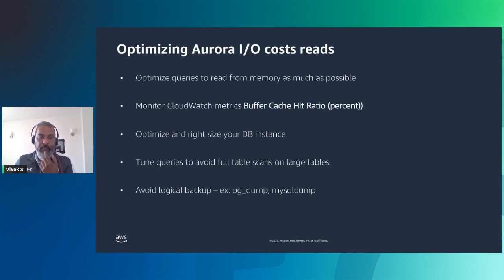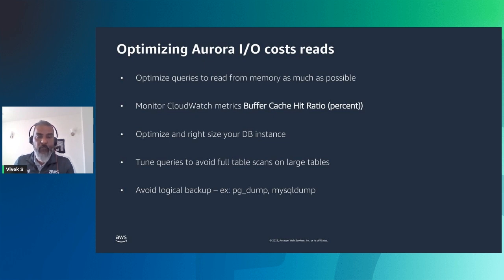Going to the next page. Here we are going to learn how to optimize IO cost for the reads on Aurora. Number one thing is to optimize your SQL query to read the data from memory. The data read from memory is not counted towards the read IOs. So we want to make sure that we have enough memory or shared buffers in PostgreSQL, for example, to contain the data pages for the read workloads.